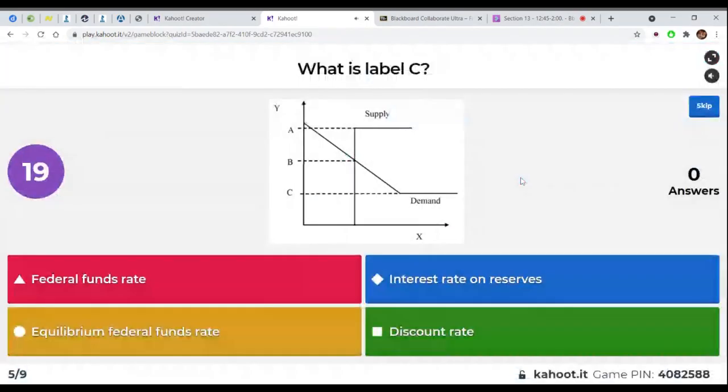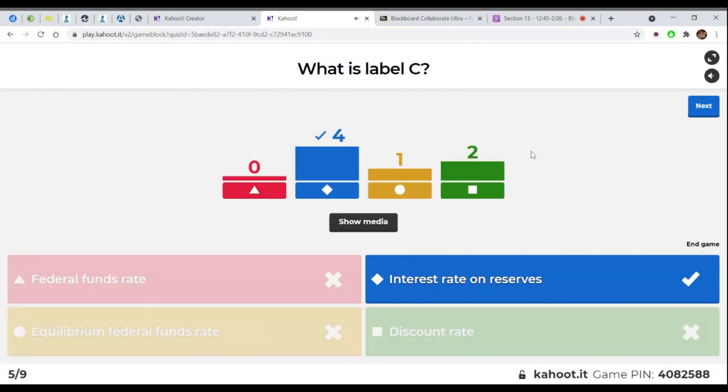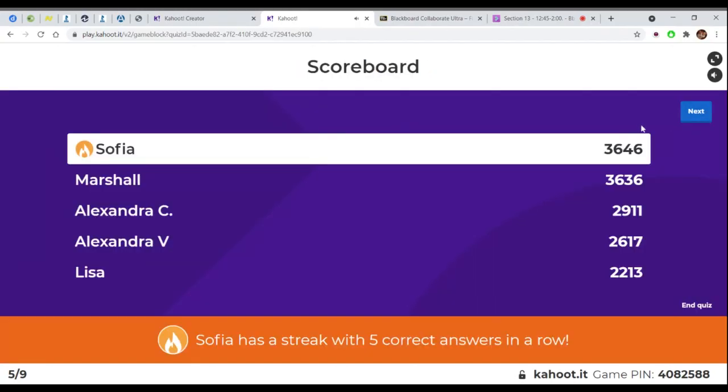What is the label C in this figure? Equilibrium federal funds rates, discount rates, federal funds rates, or the interest rate on reserves. It is the interest rate on reserves, the floor, below which no one will lend to each other.